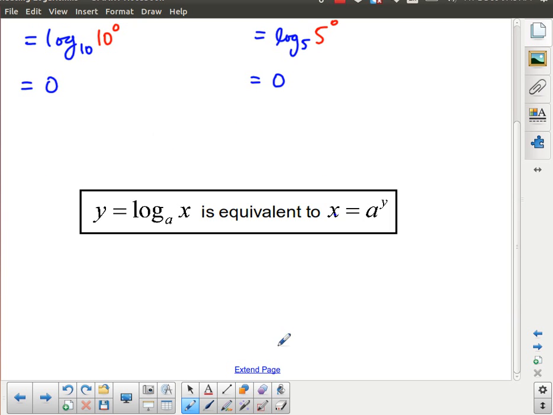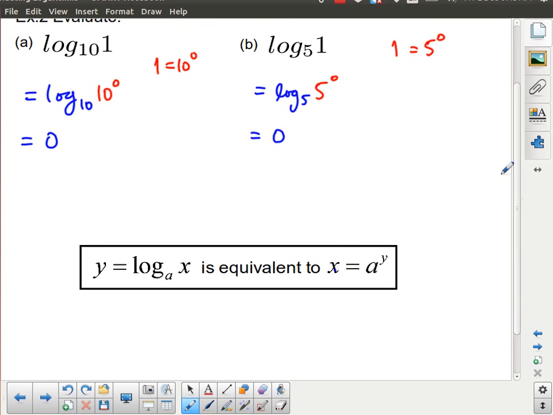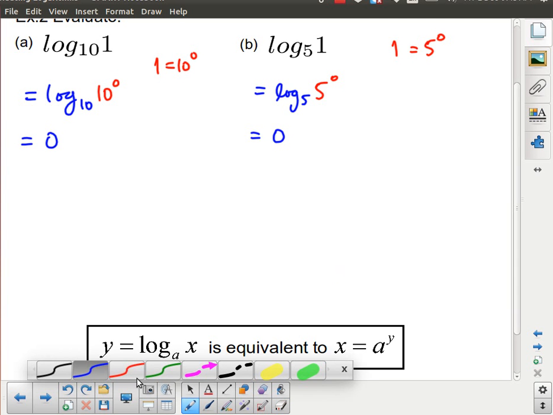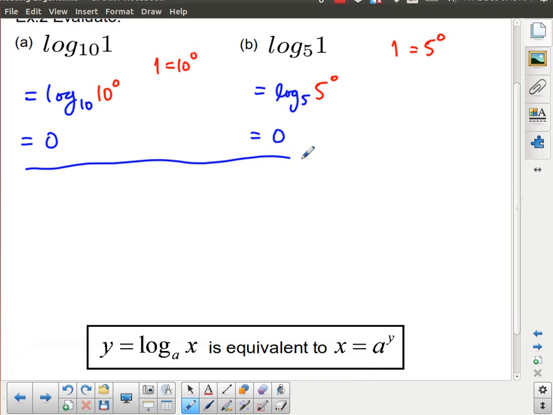I'll choose one of these. I'll choose the one with 5, using this idea of an equivalent expression. I want you to see that we didn't need to use the first rule we developed to come up with this second rule. So another way I could do this is I could start with log base 5 of 1.